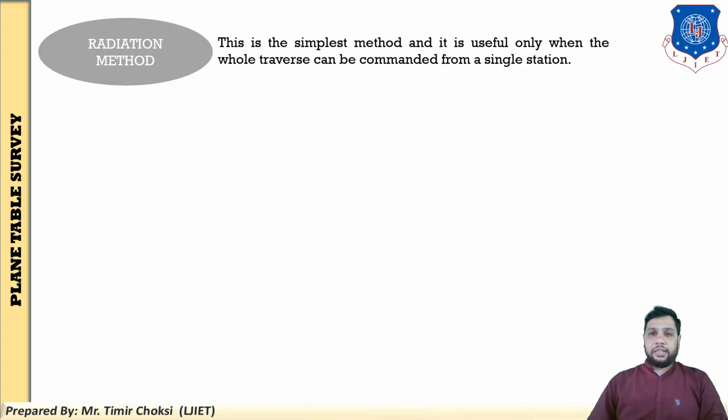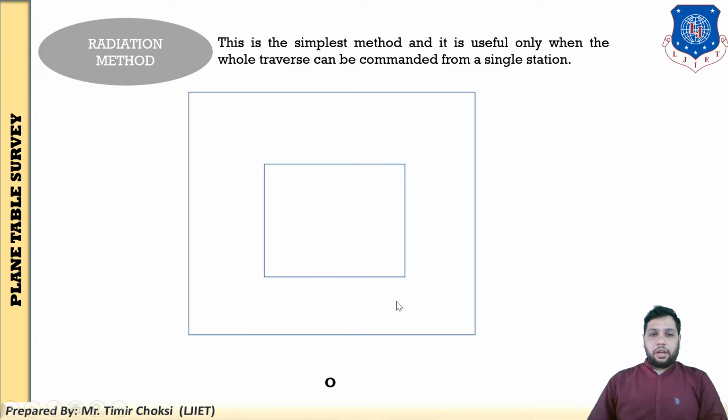Now I will start the step by step figure. First, your ground station will be O. Here I have written it in a capital letter. I already explained in session number 1 and session number 2 how to write the ground point as well as the drawing sheet point. I will repeat: the ground point you write in capital letters, and the drawing sheet point you write in small letters. So first, capital O is the ground station point.